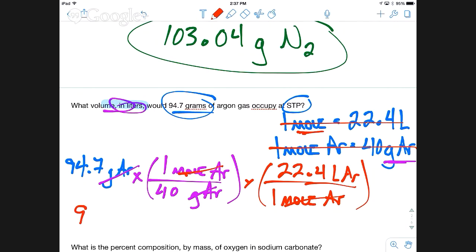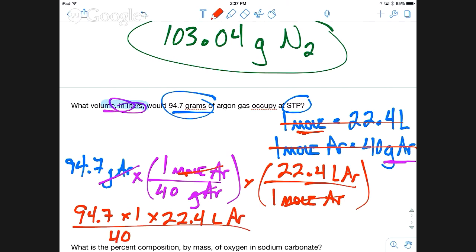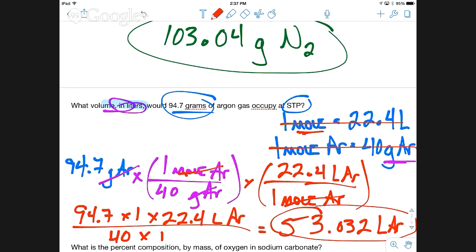Effectively, what I have left is 94.7 times 1 times 22.4 liters of argon, all divided by 40 times 1. So let's see, when I do that math out, what am I going to get here? 94.7 times 1 times 22.4, I'm getting 2,121.28, divided by 40 times 1 is 53.032, and my units are liters of argon, L Ar. Right? Cool.